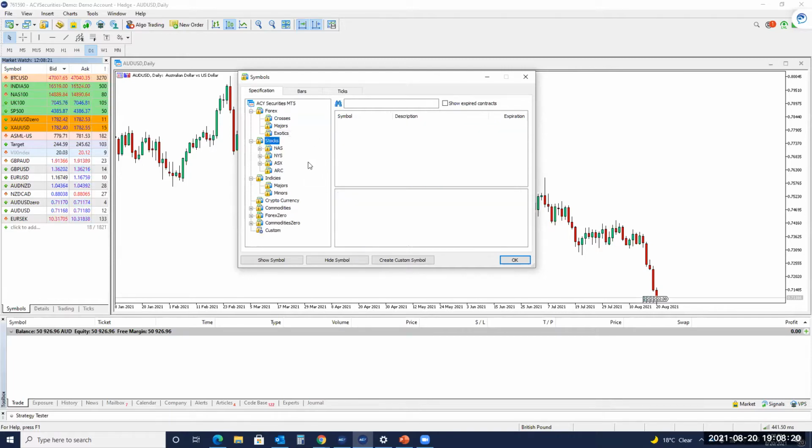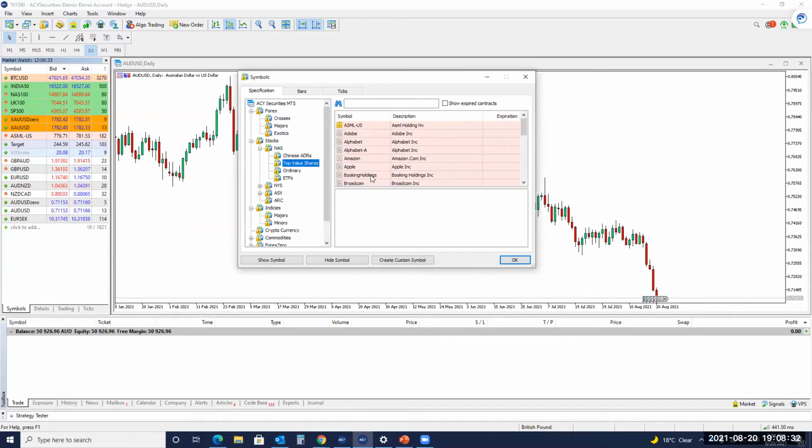From there, we have our stocks, and our stocks are divided into the different exchanges which are on offer. We have the NASDAQ, NYC, and ASX. So if I was looking for a tech stock, I could click on NASDAQ. I could look into my top value shares, and this is where we're going to find some of the big players like Amazon, Apple, Costco, all the rest of it, right?